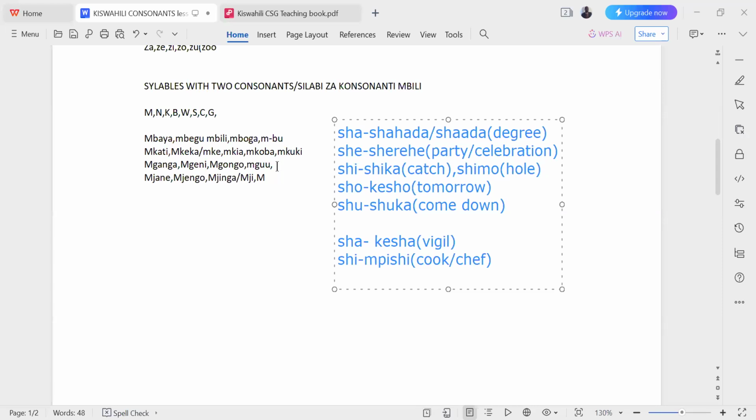Disclaimer, the founding father of Lesotho is called Moshweshwe. People sometimes confuse him to be Mushushu. It's actually Moshweshwe, but it's the way we write it. Okay. So sha, she, sho, shu. Shahada, sherehe, shika, kesho, shuka, kesha, mpishi. Perfect. Let's get to Sister Ida now.